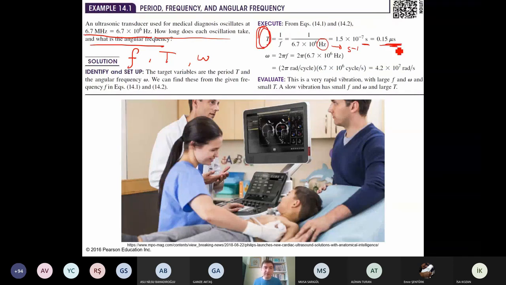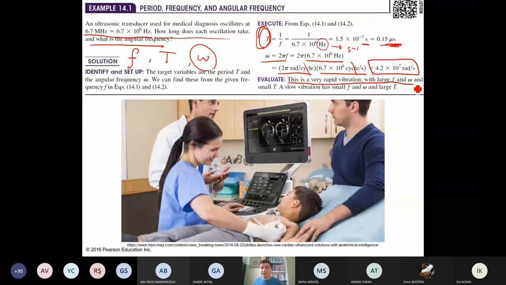And what about the angular frequency? Angular frequency is given by this expression. Just put here 2 pi radian per cycle, and just put here the frequency, cycle per second. This cycle will cancel this cycle, and then we will have radian per second for the angular frequency. So what do you see here? Very rapid vibration with large f and omega, angular frequency, and small period.